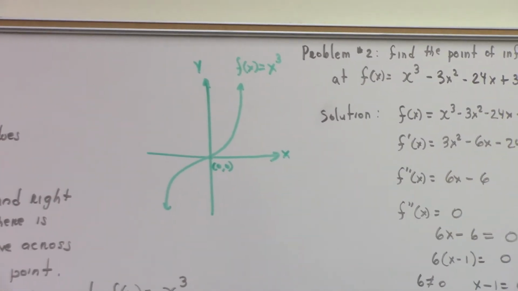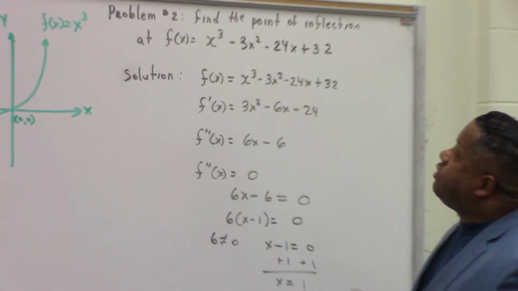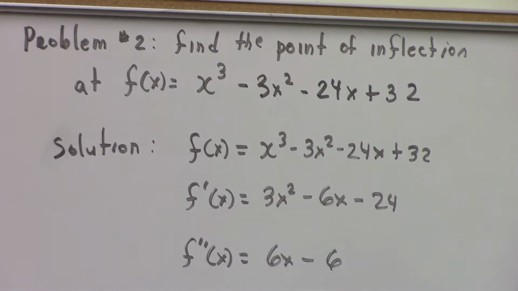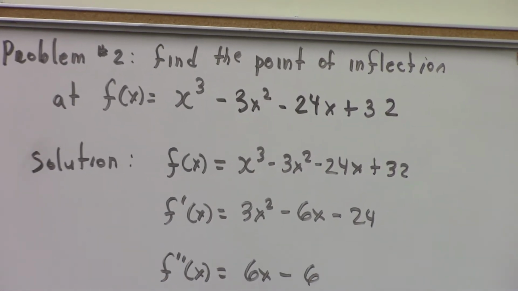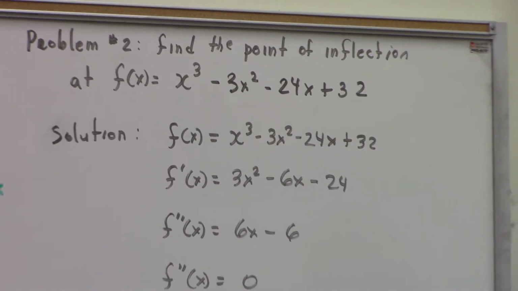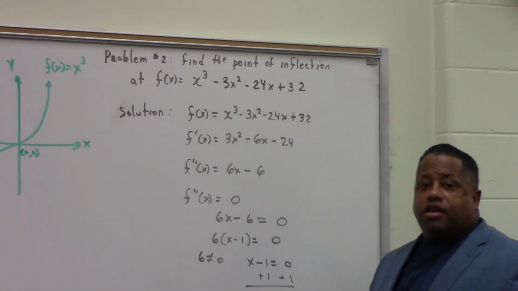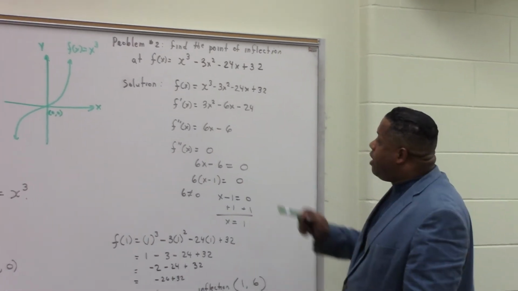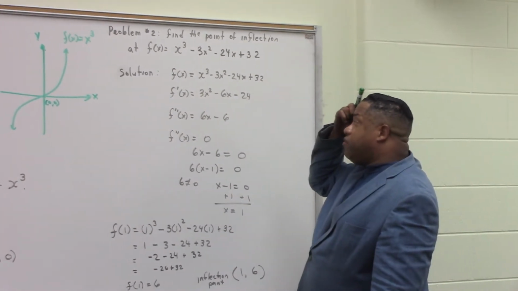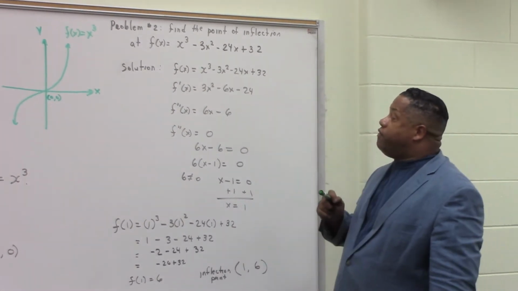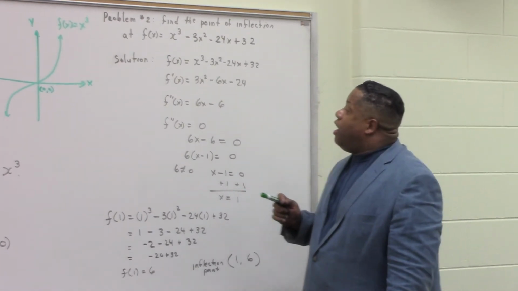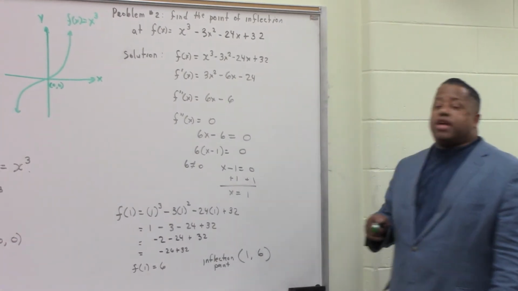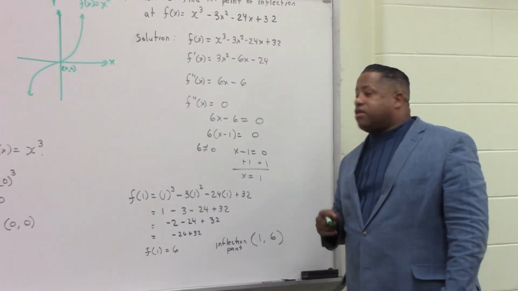Let's go to example number 2. Let's find the point of inflection for f of x equals x to the third minus 3x squared minus 24x plus 32. We write this over again, then take the first derivative and continue on to take the second derivative, f double prime. The first derivative is 3x squared minus 6x minus 24, and the second derivative is 6x minus 6.